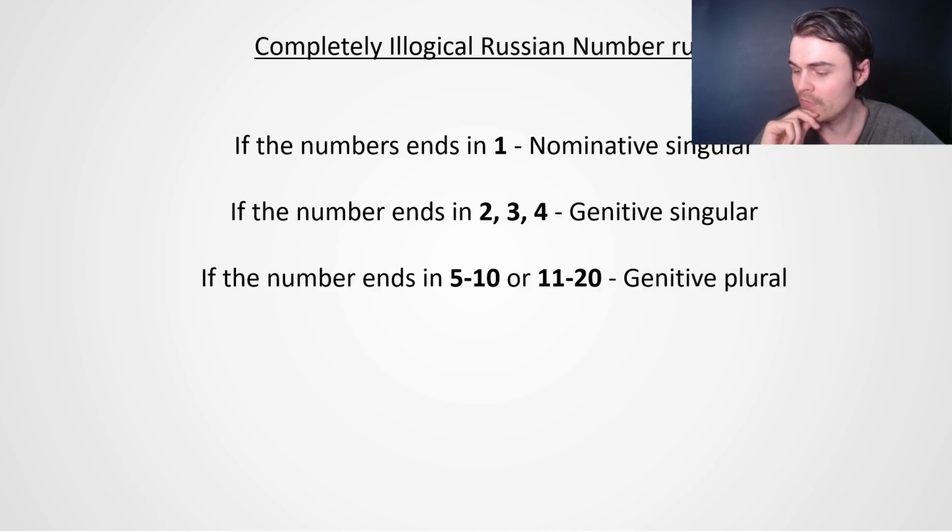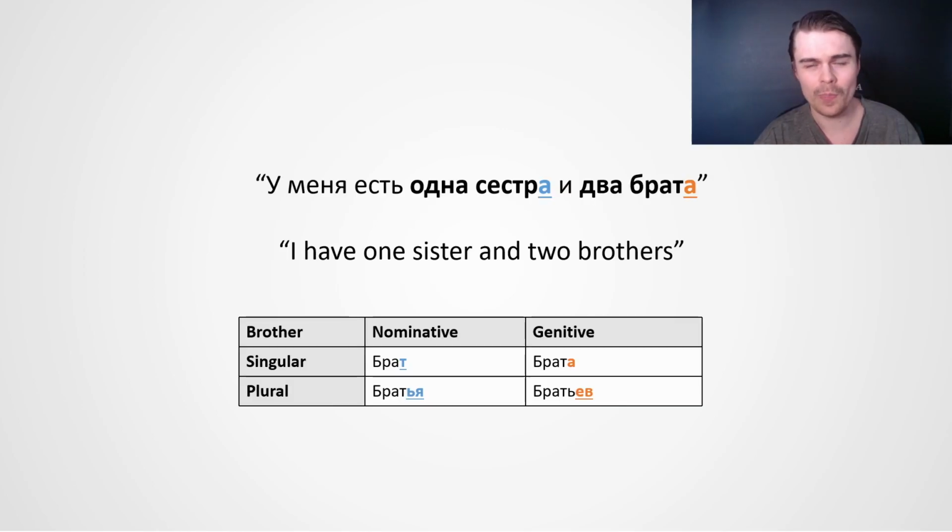That's not all, though. So if the number ends in 2 to 4, then you have to use the genitive singular. So it's singular still, but you're going to use the genitive singular. So if you look at the word brother, the forms of brother are брат, братья, брата, братьев. So here I said у меня есть одна сестра и два брата, which is singular genitive. So I'm basically saying of one brother.